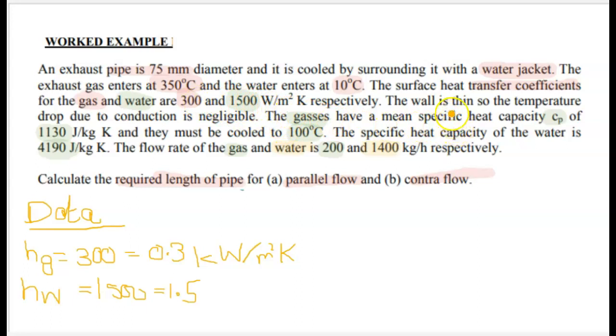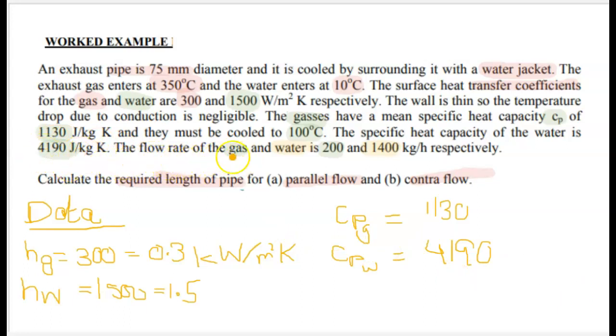The wall is thin, so there is no temperature drop because of conduction. The gas has a specific heat capacity, which I call Cpg. Cpg is 1130, given in joules per kilogram Kelvin. And then the other one is Cp water, Cpw. The Cpw is 4190. If it's not given, always take 4200. But if it's given, just follow the value. Sometimes it's 4180, sometimes it's 4200.